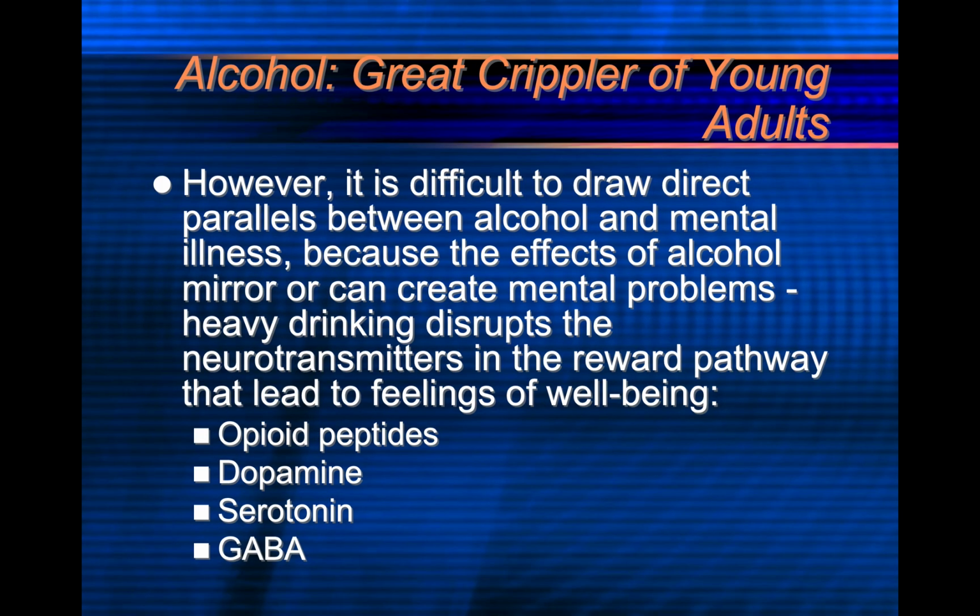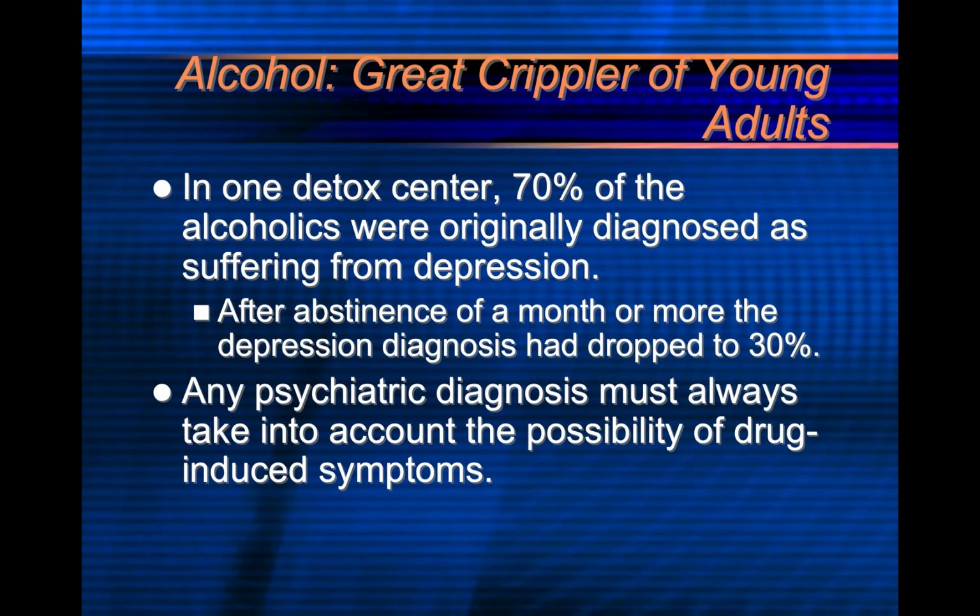However, it is difficult to draw direct parallels between alcohol and mental illness, because the effects of alcohol mirror or can create mental problems. Heavy drinking disrupts the neurotransmitters in the reward pathway that lead to feelings of well-being: opioid peptides, dopamine, serotonin, GABA, as we have said before. In one detox center, 70% of alcoholics were originally diagnosed as suffering from depression. After abstinence of a month or more, the depression diagnosis had dropped to 30%. So as you can see, the two go together.